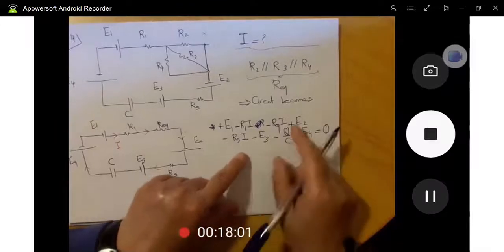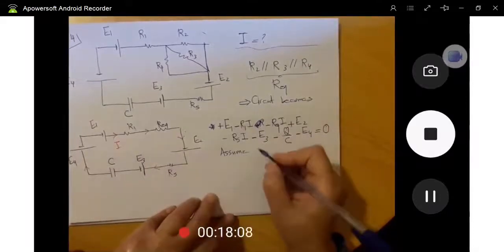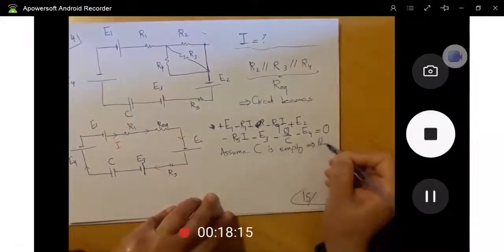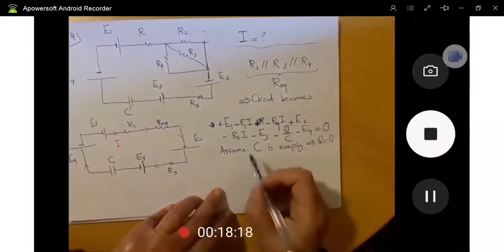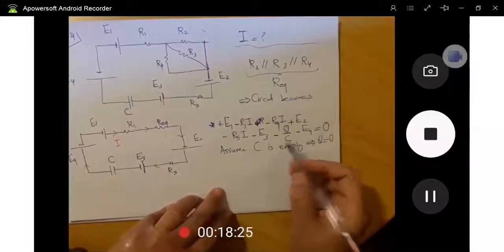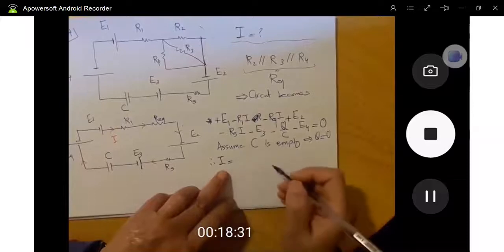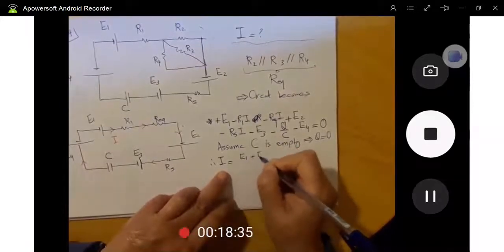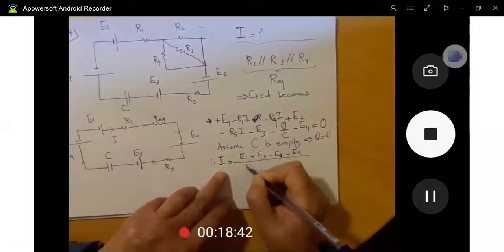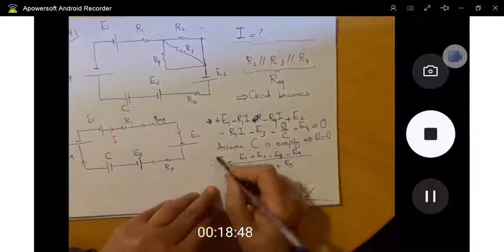Rearranging them, and let me assume the capacitor is empty, so Q equals 0, and we're done with it. Then I have the E's and the R's. Bring all the R's to the other side, therefore I equals the sum of the E's over the sum of R's. So we have E1 plus E2 minus E3 minus E4, over R1 plus R equivalent plus R5.